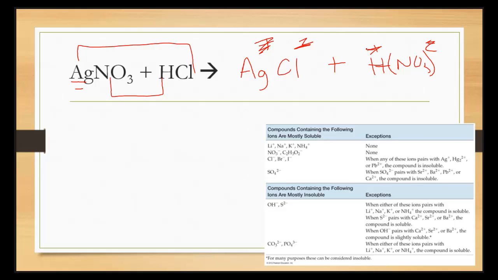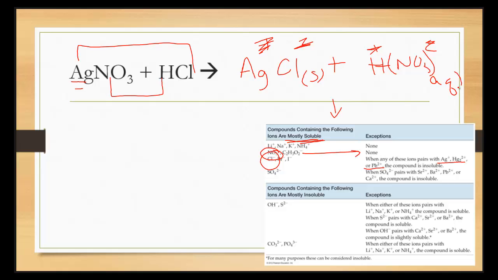Now we look at the solubility chart. AgCl. Here's Cl. It forms an aqueous solution unless it's with silver, mercury, or lead. Well, it's with silver here, so that's going to be our solid. HNO3. Here's NO3. It's soluble with no exceptions, so it's going to be AQ.